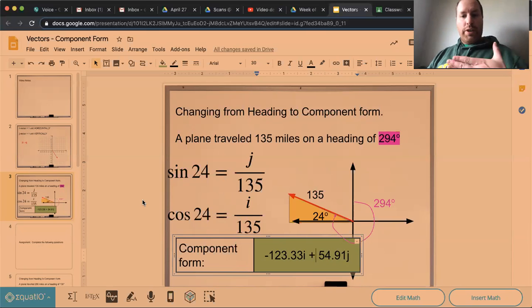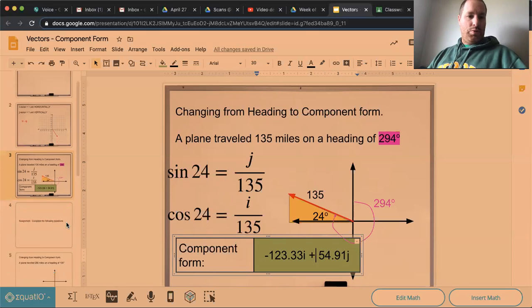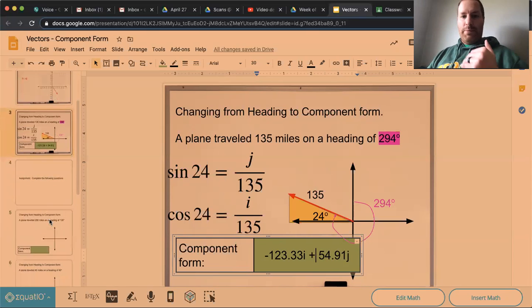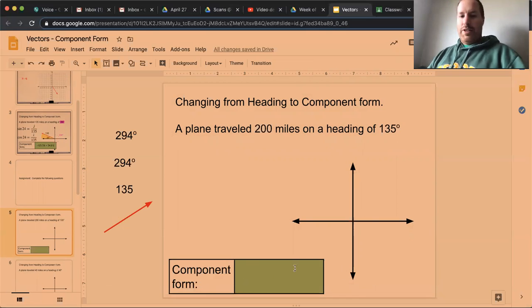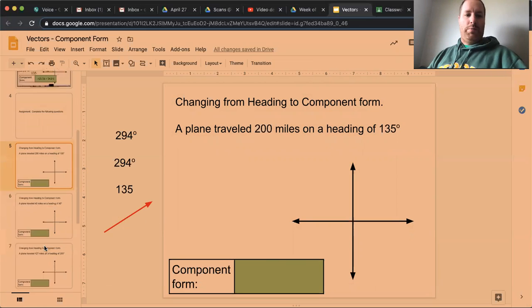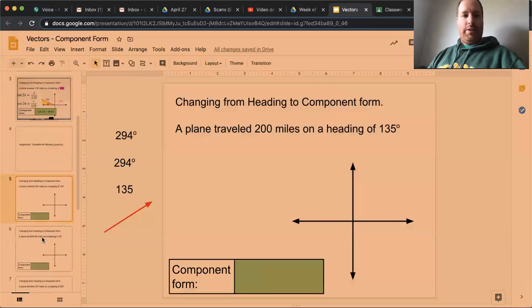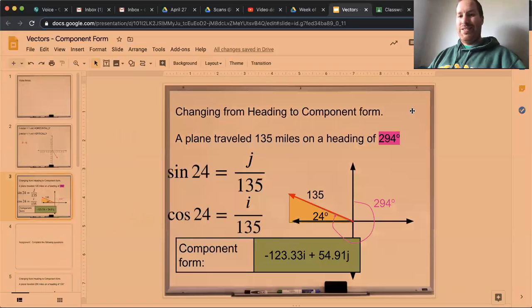Your stuff is very similar to just what this was. Again, same type of thing. You have your amount, you have your 135. I put some of the extra stuff off on the side. If you want to use those, you can. And then you just have to put the component form down here. If you don't want to draw it out, you don't have to. You can just do that by hand as well. There are just a few questions on the same kind of thing, just putting them as I's and J's.